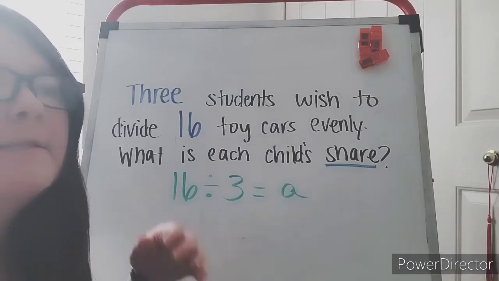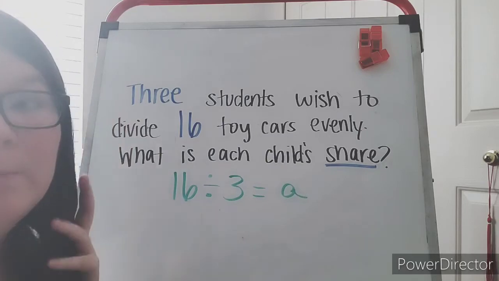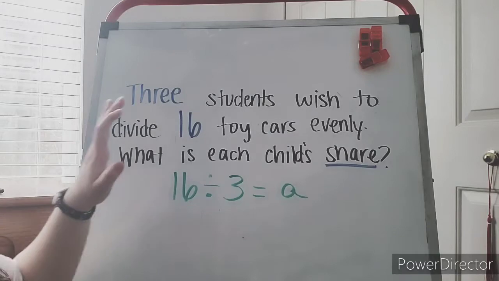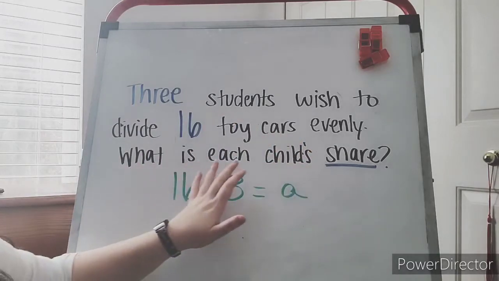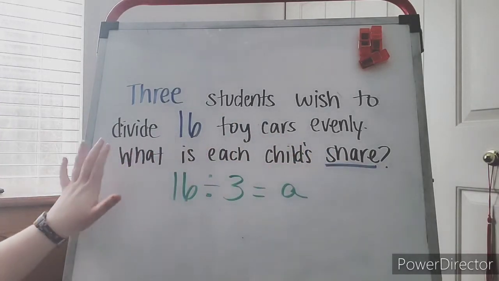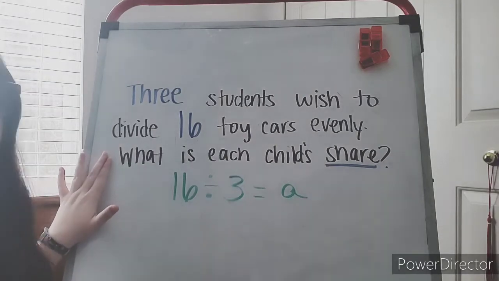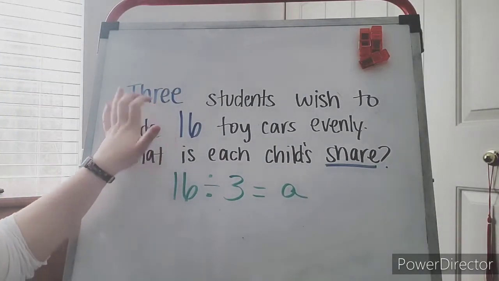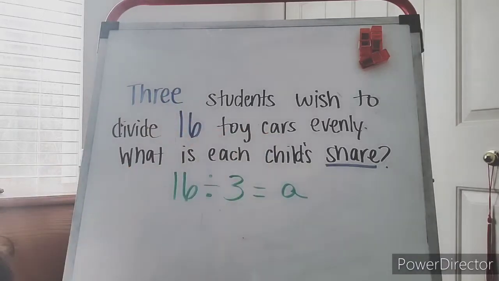Here's my next division problem with a remainder. 3 students wish to divide 16 toy cars evenly. What is each child's share? So how much is each child going to get evenly is what this question is asking. So we have 3 students again, but we have 16 toy cars.